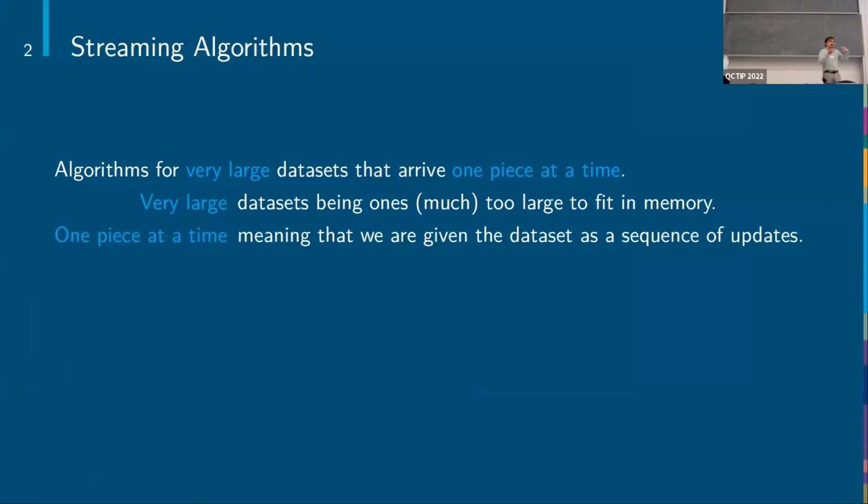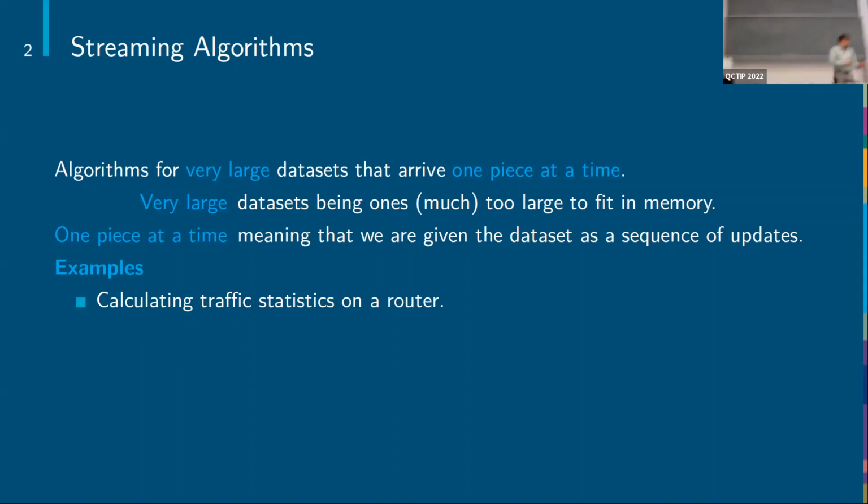So you start with an empty data set. I said graphs, they don't have to be graphs, forget that I said graphs. You start with an empty data set and you build it up as a stream of small updates. So examples are things like, imagine that you have a router, it has a tiny memory and you're seeing this huge flood of network traffic and you want to learn some traffic statistics of it.